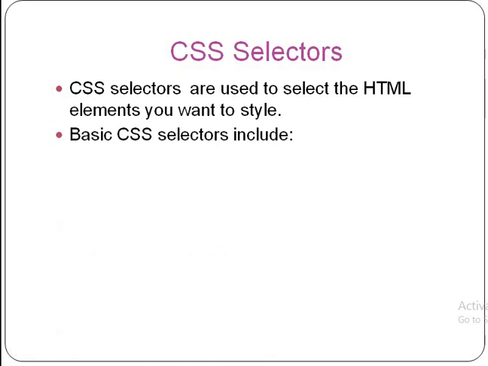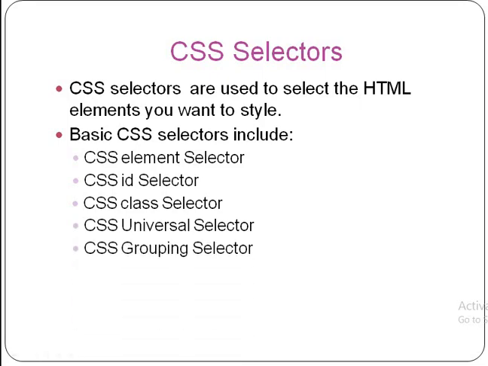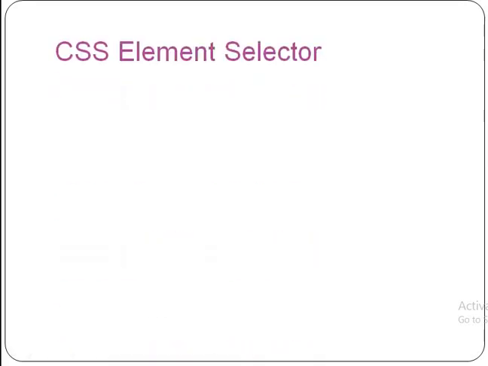So, some of the basic CSS selectors are CSS Element Selector, CSS ID Selector, CSS Class Selector, CSS Universal Selector and CSS Grouping Selectors. So, in this lecture, we will be discussing each of these selectors in detail with the help of examples. So, let's begin with CSS Element Selector.